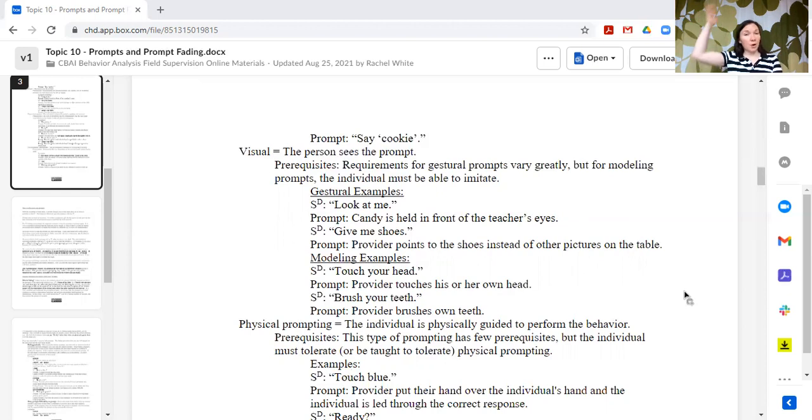Modeling would be that we are demonstrating the action. So we are showing exactly what to do, touching your head, brushing your teeth.